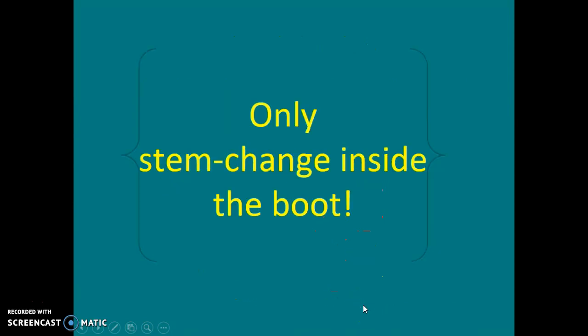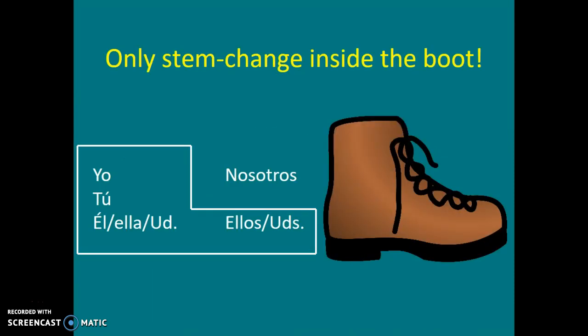Okay, step 3. Only stem change inside the boot. What in the world do I mean by that? Well, say we have a little picture of a boot. When you're conjugating a verb, and again, if you're still unfamiliar with how to conjugate a verb in the present tense, make sure you pick it up quickly or come see me for help, because this is a process that you should already know how to do.